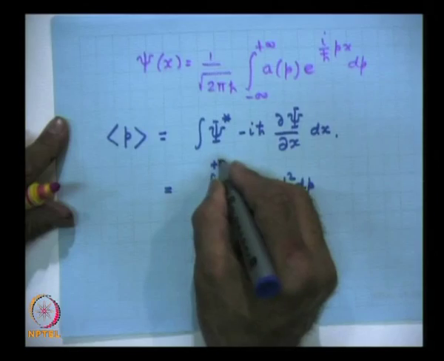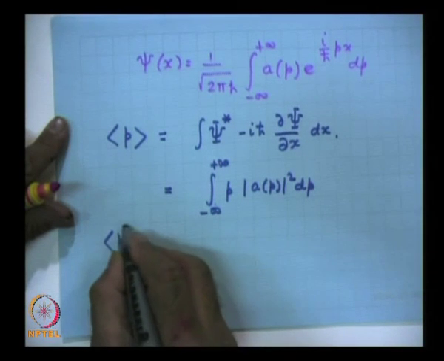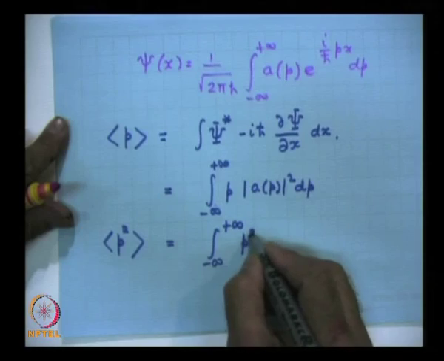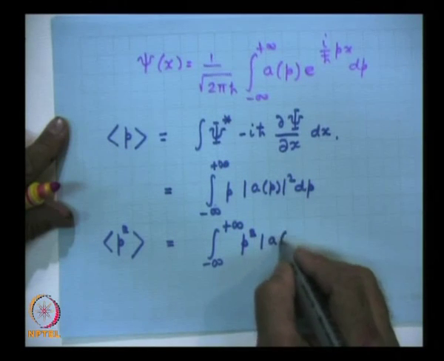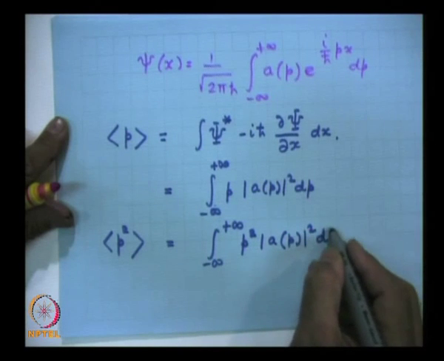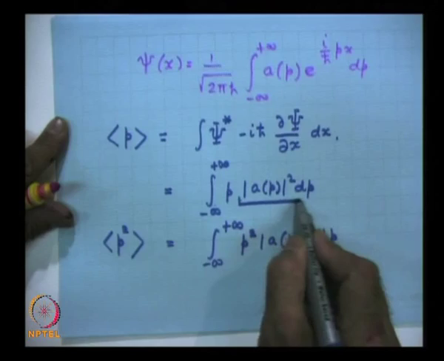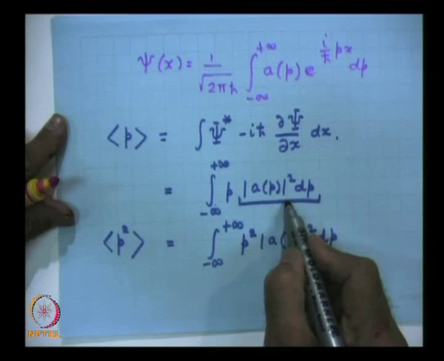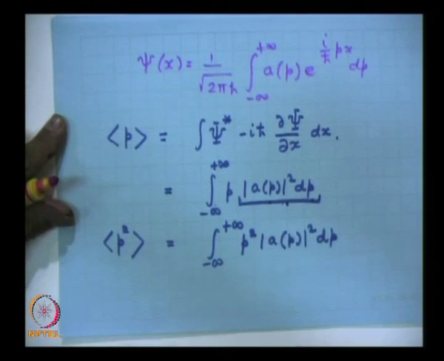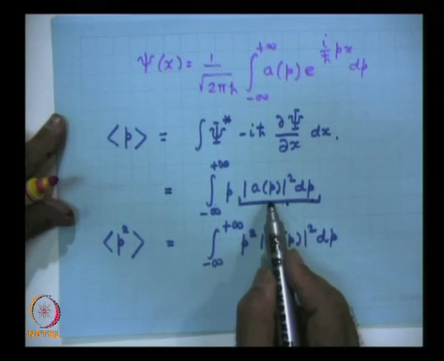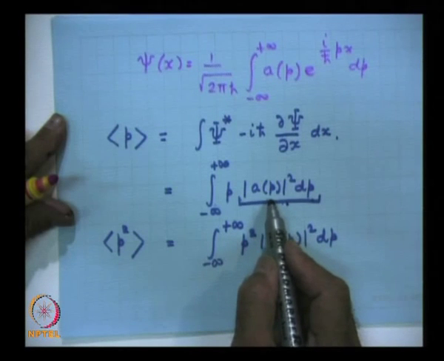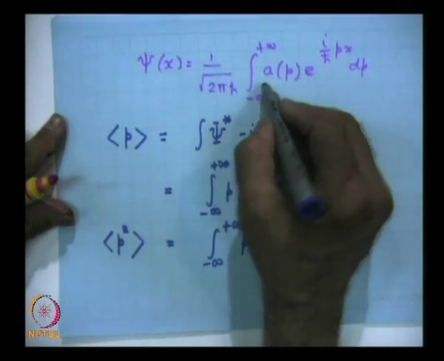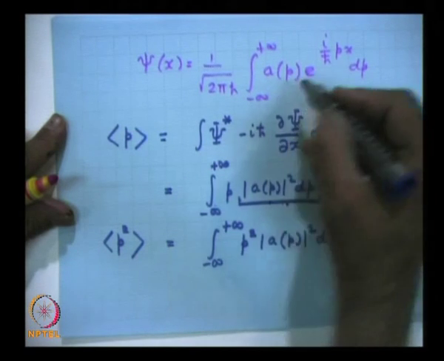So, therefore, similarly, if I calculate p square, I will find that this is equal to the integral from minus infinity. I leave this as an exercise, you have to differentiate this twice. It is very easy, very straightforward, and you will have p square mod A p square dp. Thus, we can interpret mod A p square dp as the probability of finding the x component of the momentum between p and p plus dp. This is also physically obvious, because what is an integral?